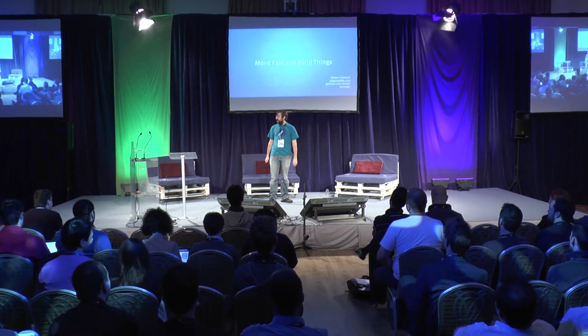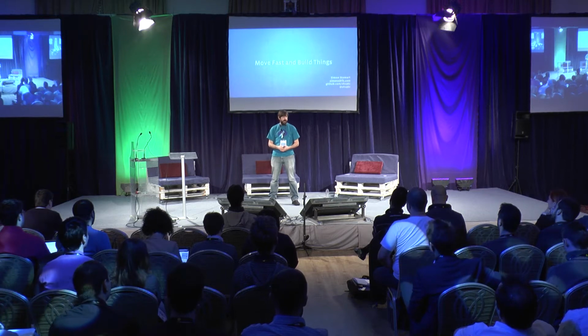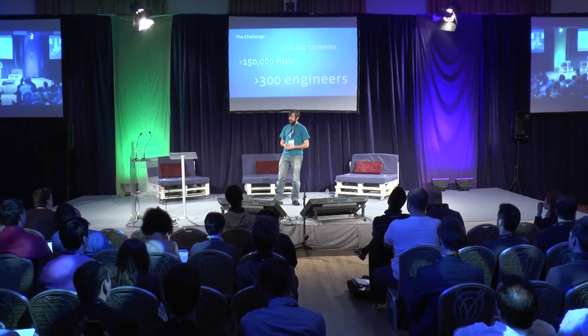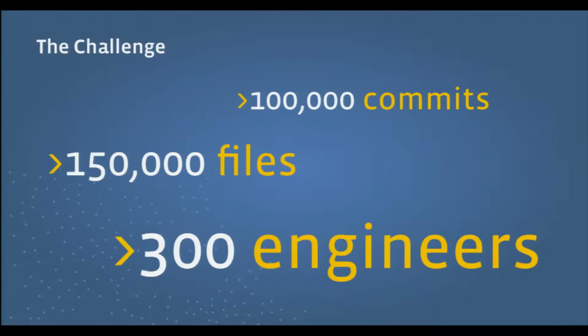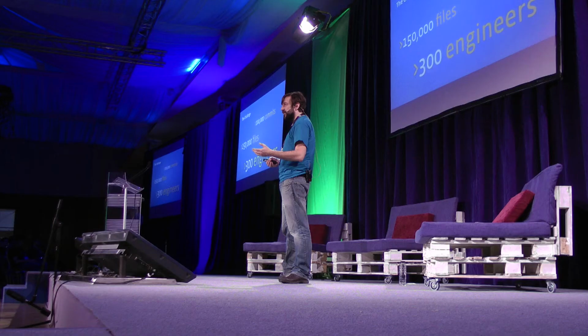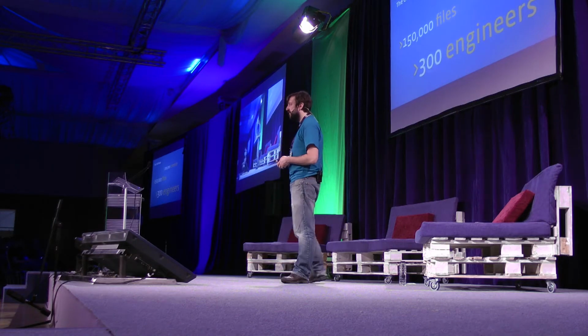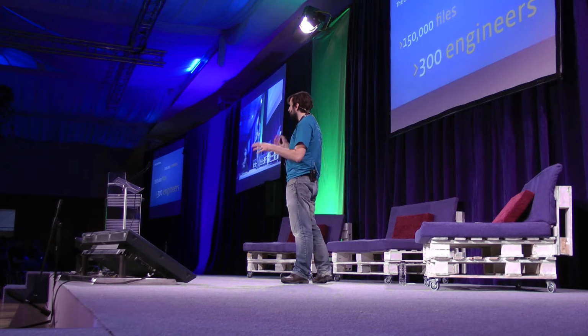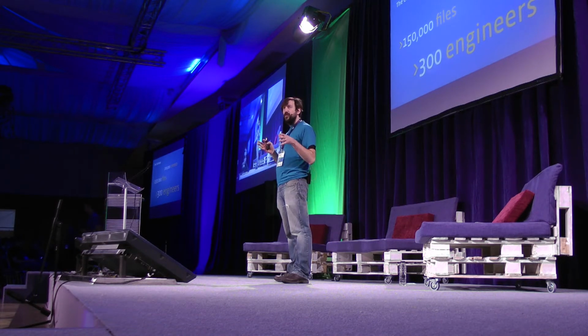So, yes, I am a software engineer at Facebook, part of the infrastructure team, and the focus of my job is around developer efficiency and effectiveness. How do we enable our engineers to go as fast as humanly possible? So there's a challenge. In the mobile space at Facebook, we have a code repository with upward of 100,000 commits in it. There's more than 150,000 files tucked away in there in various places. And we've got more than 300 engineers banging away on this single code base, writing code.